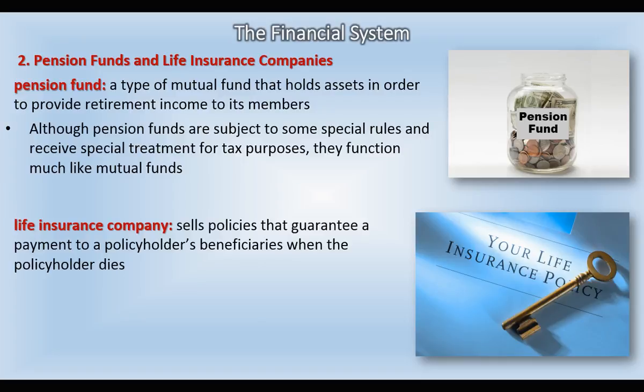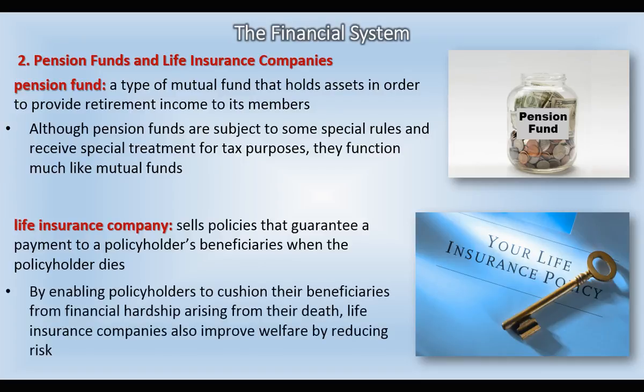Life insurance companies sell policies that guarantee a payment to a policyholder's beneficiaries when the policyholder dies, as you know. By enabling policyholders to cushion their beneficiaries from financial hardship arising from their death, life insurance companies also improve welfare by reducing risk.